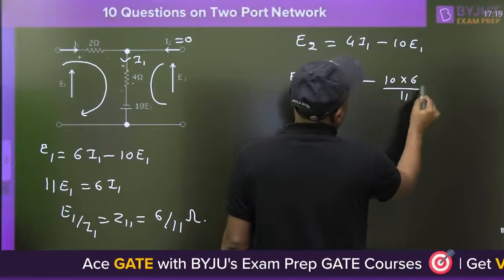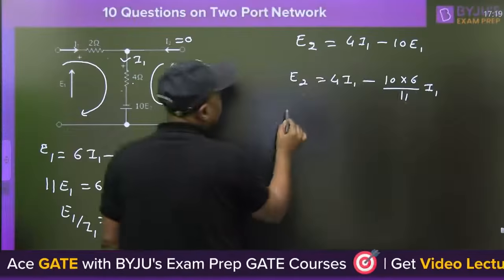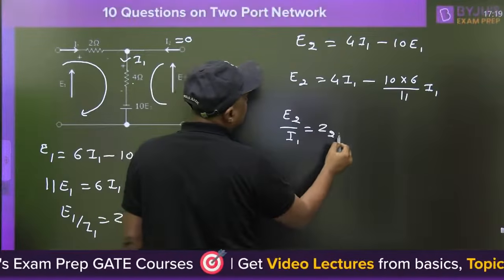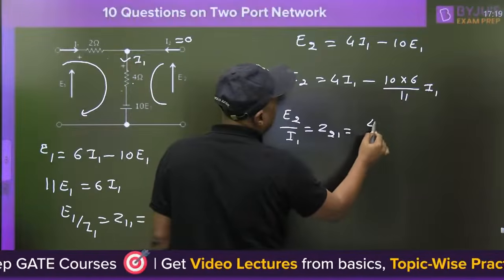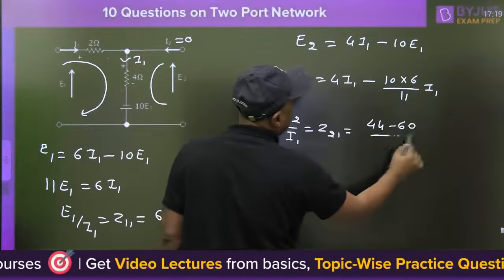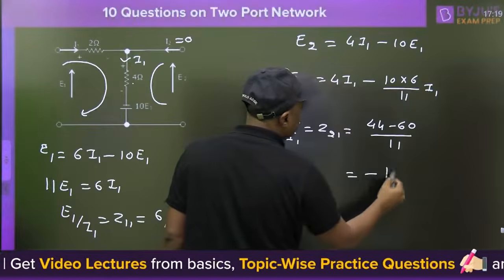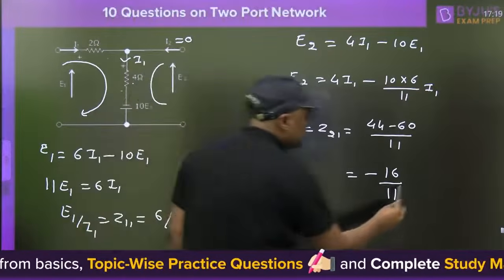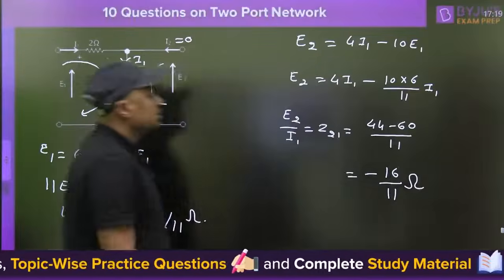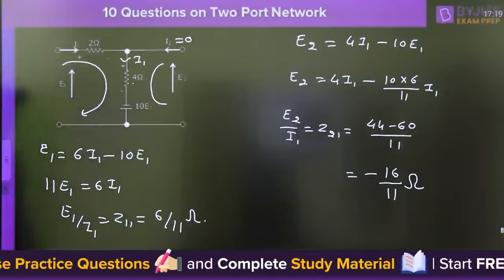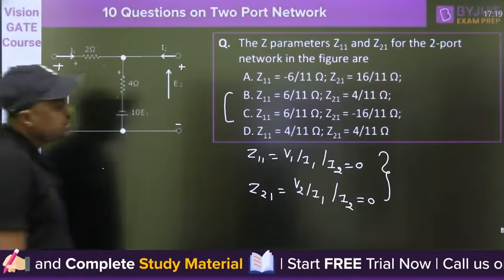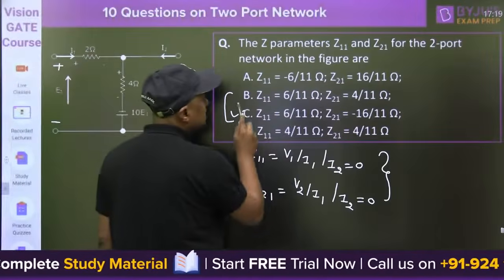6 by 11 I1. Now you can take I1 common. E2 by I1, that is nothing but Z21, is equal to (11 into 4) 44 minus 60, by 11. That is minus 16 by 11. This is the answer, with the dependent source. So which answer is correct? C. C is the correct answer.